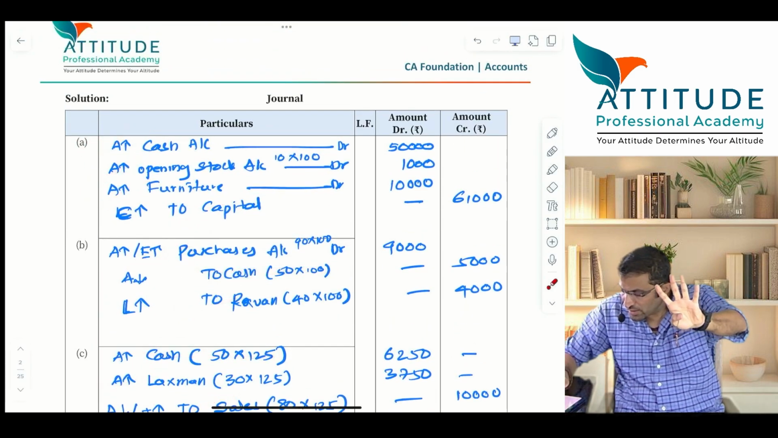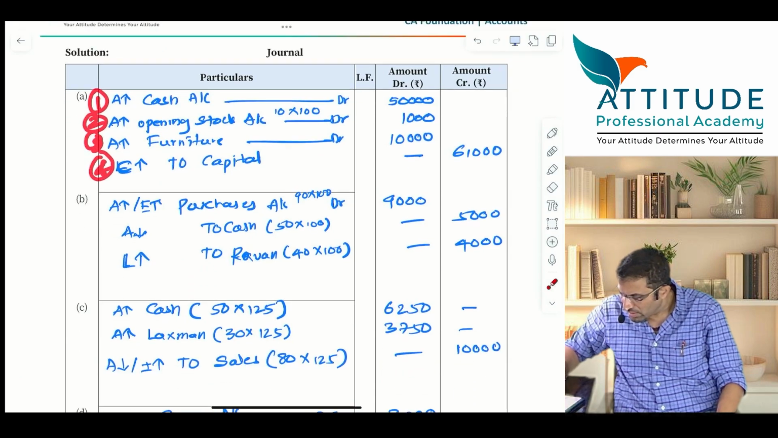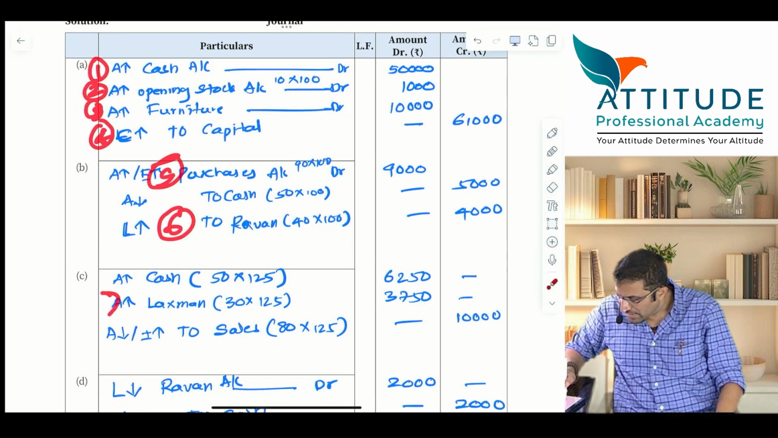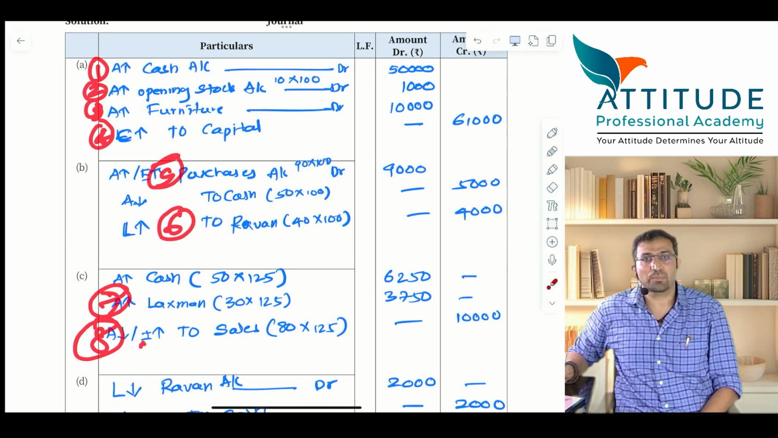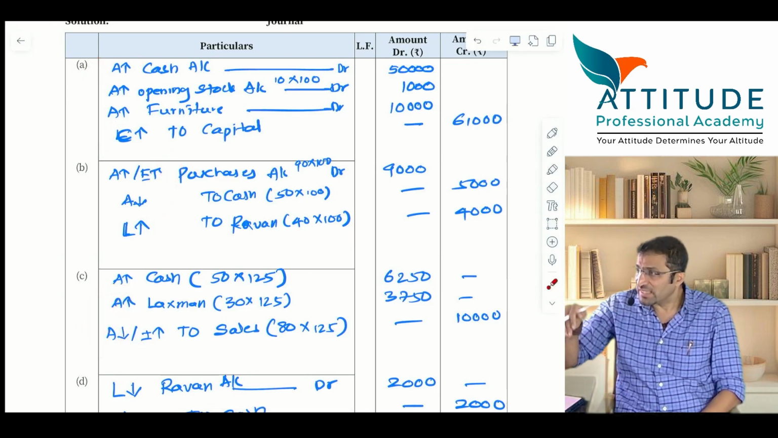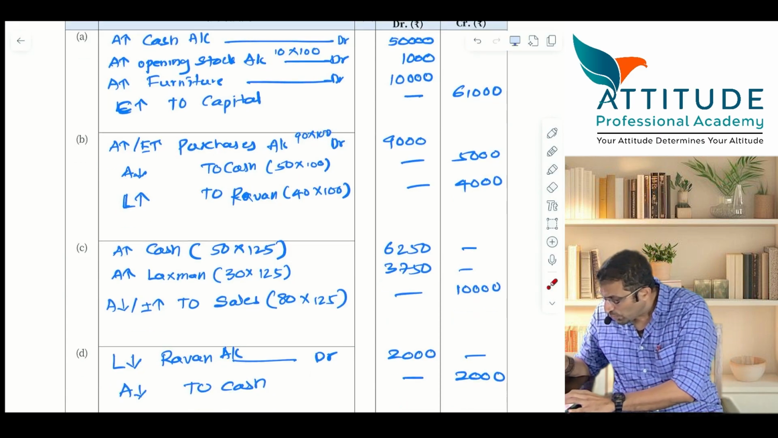So total how many accounts? All of you got it? 1, 2, 3, 4, 5, 6, 7, and 8. Totally, 8 accounts are prepared. So with the help of these journal entries, you come to know how many ledger accounts you have to prepare. Is that clear? Now how to prepare the ledger accounts?